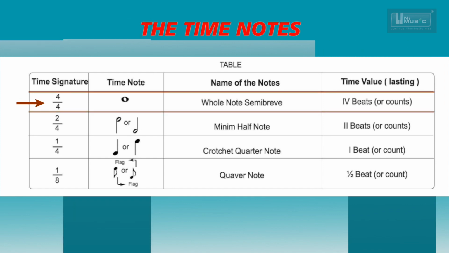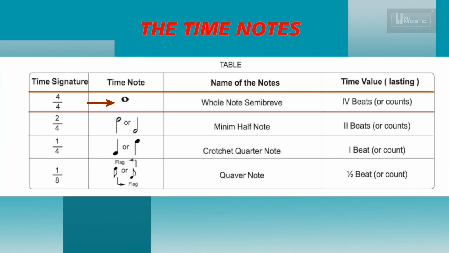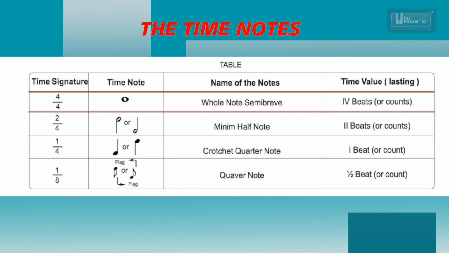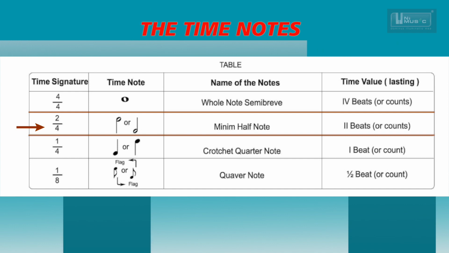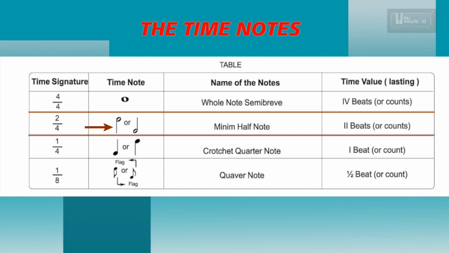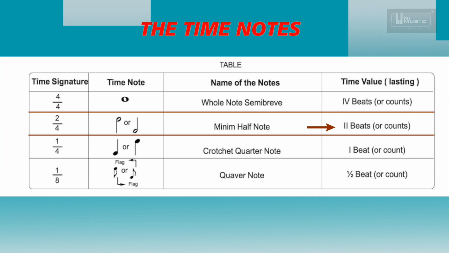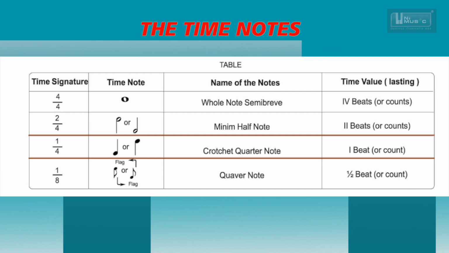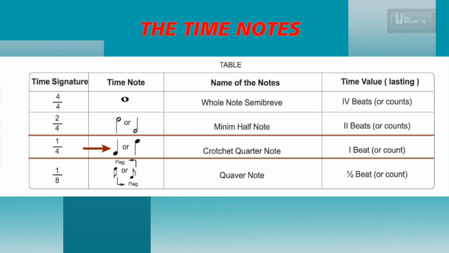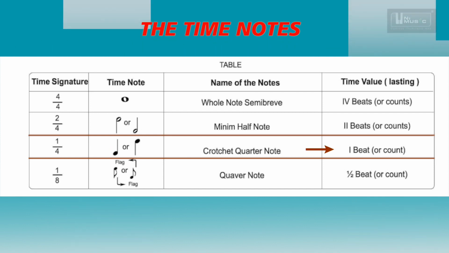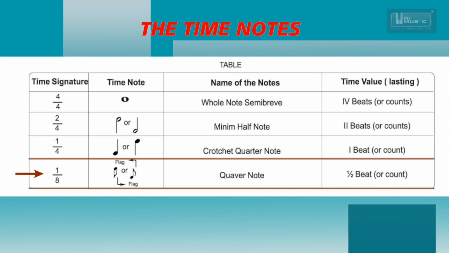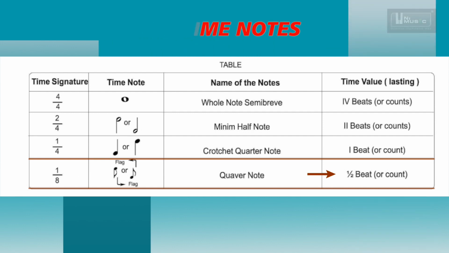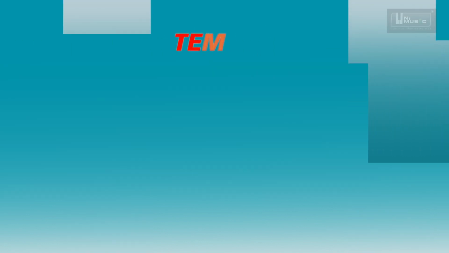Time signature 4x4. The name of the note: whole note, semibreve. Time value: 4 beats. Time signature 2x4. Name of the note: minim, half note. Time value: 2 beats. Time signature 1x4. Name of the note: crotchet, quarter note. Time value: 1 beat. Time signature 1x8. Name of the note: quaver note. Time value: half beat.